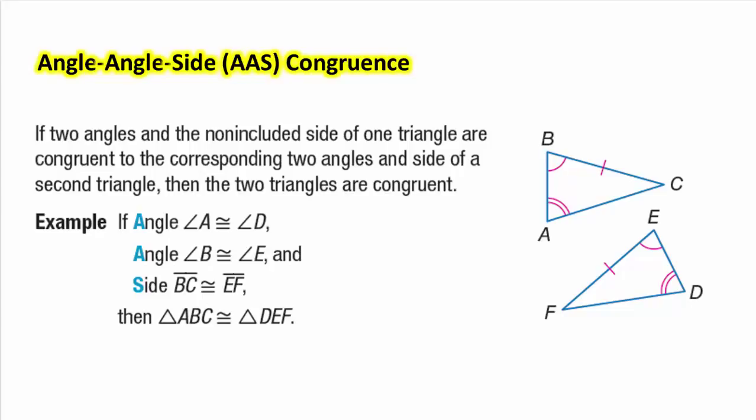Our last congruent shortcut is called angle angle side. If two angles and the non-included side of one triangle are congruent to the corresponding two angles and a side of a second triangle, then the two triangles are congruent. So now we're looking at two angles and a side that's not included. It's not in between the two angles. And two other angles and a side that's not included. If we have those congruent to each other, then we can say that we've got some congruent triangles.